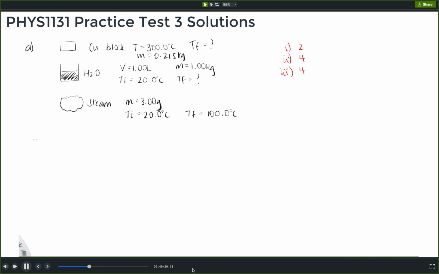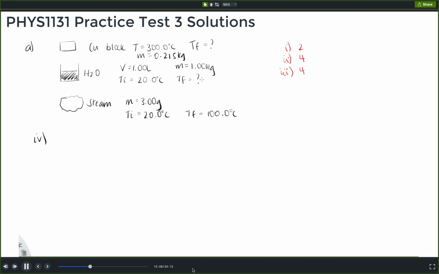Okay, part 4. Part 4 is a bit more complicated. Part 4 is telling us that 3 grams of the water that we originally had in our 1 litre has now been converted to steam, but everything else remains the same. Now we want to know what the final temperature of the system is.